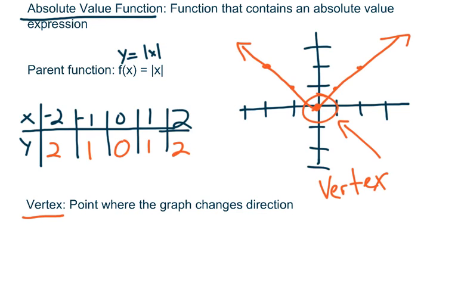That's an important part, because usually when I make my table, I try to keep the vertex in the middle. In the parent function, the vertex is at 0, 0. It's the point where it changes direction. And you can see it in the y values. It goes down, hits the bottom point, and then turns back upwards. So let's think about doing some more. Let's graph a few more.